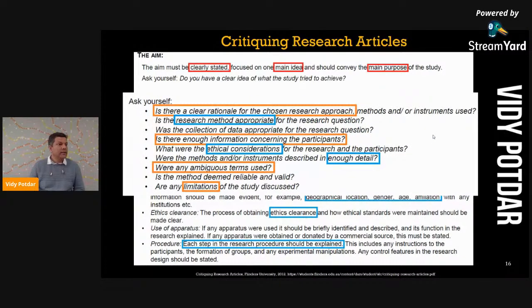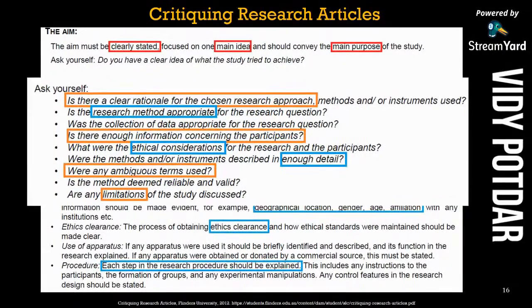So when you're doing this evaluation, these are some of the questions that you can ask to help you make your review clear, writing easy. So is there a clear rationale for the chosen research approach?